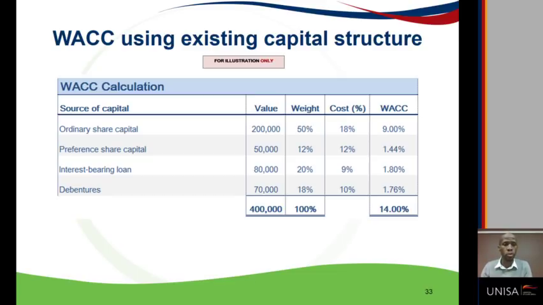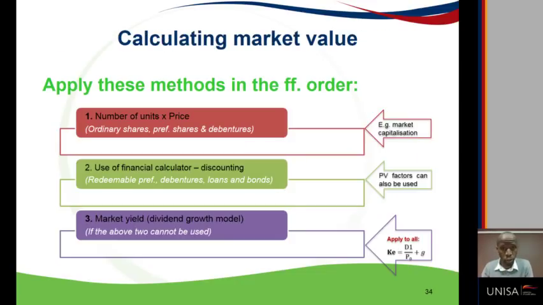The next one, in this example, we're bringing in the market values. Most of the time we have to calculate those market values, which brings me to the next question: how do we actually calculate the market value? These are the steps you have to follow for every instrument. Let's start by looking at the number of units and the market price, the going price. For ordinary shares, the market capitalization is the number of shares issued multiplied by the share price. You can use that for preference shares and for debentures too.